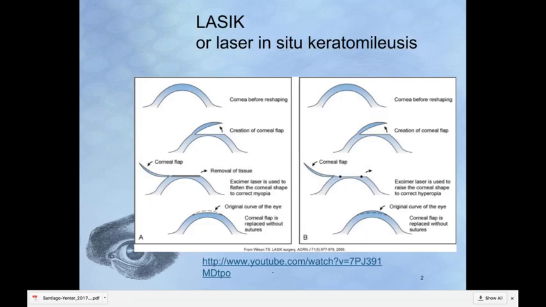LASIK is performed to reshape the curvature of the cornea and correct the refractive problem. This procedure is usually performed with an excimer laser and is usually done in the doctor's office, not in the hospital. Many different types of lasers can be used in eye surgery, but the CO2 laser is not one of them.